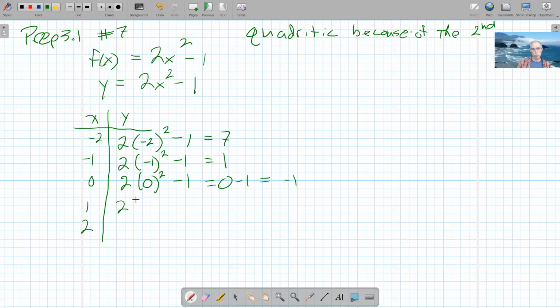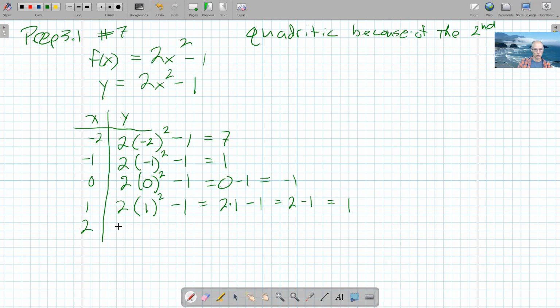Next one would be 2 times 1 to the second power minus 1. Well, 1 squared is 1. So this is 2 times 1 minus 1. Order of operations, you do squares, then multiplication. So I got to do 2 times 1 is 2. And then finally, I can subtract 1 and get a 1.